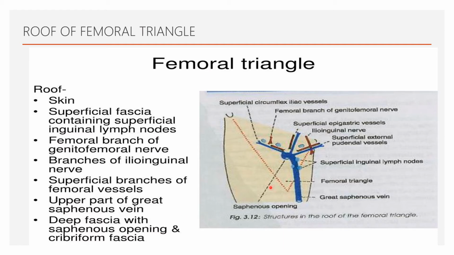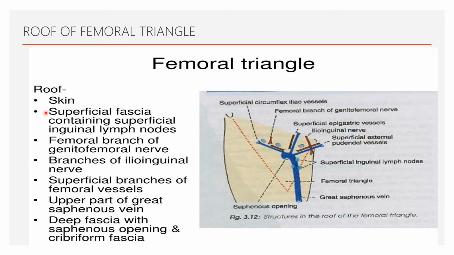This is a roof of femoral triangle. The word roof means the structures which cover the femoral triangle. It is called as roof. The roof of femoral triangle is formed by number 1, skin, number 2, superficial fascia.